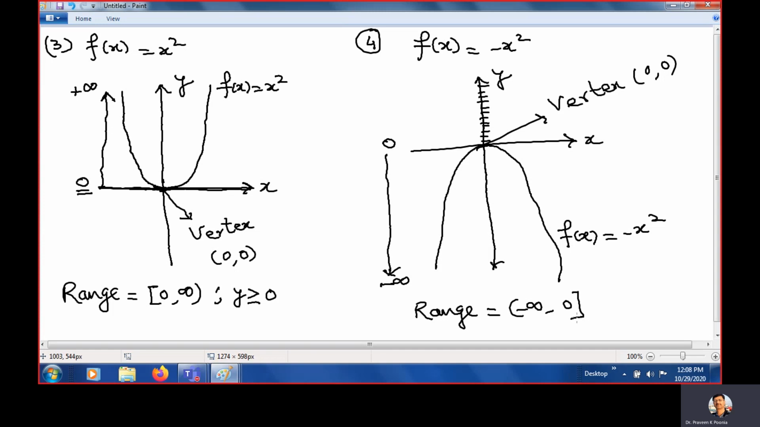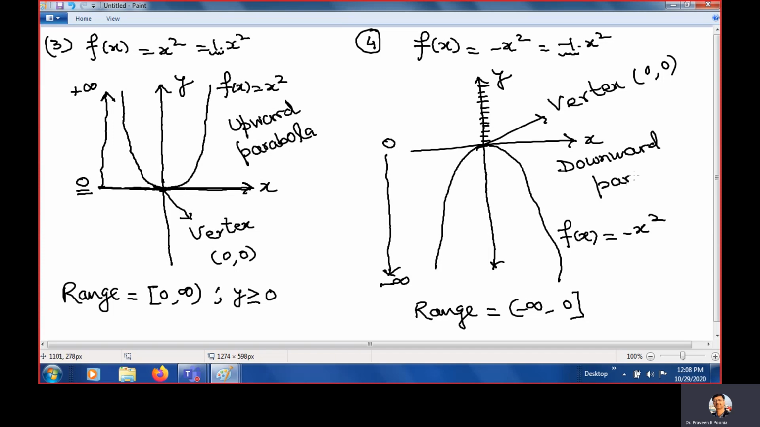So this is about f(x) equals x square. And what is this called? This is called an upward parabola. Why is this an upward parabola? Because here we can write it as 1 into x square, and this 1 is positive, greater than 0. Here, if you see, it is minus 1 into x square. This is negative, less than 0. So this parabola is called a downward parabola.